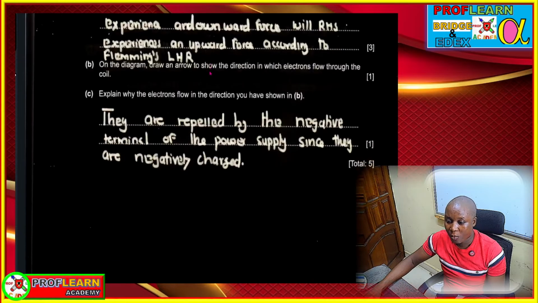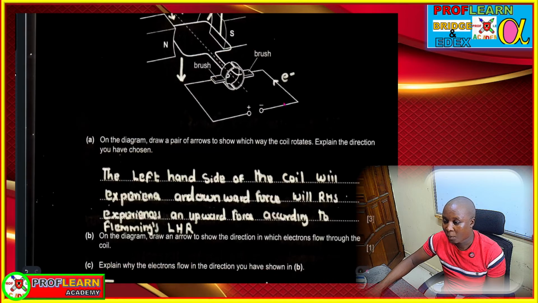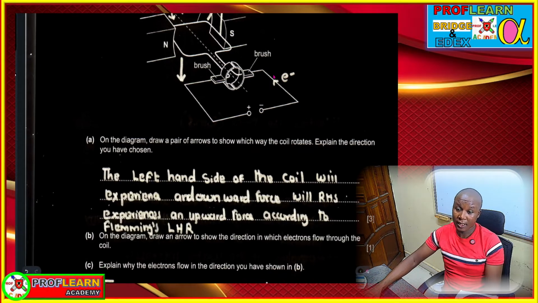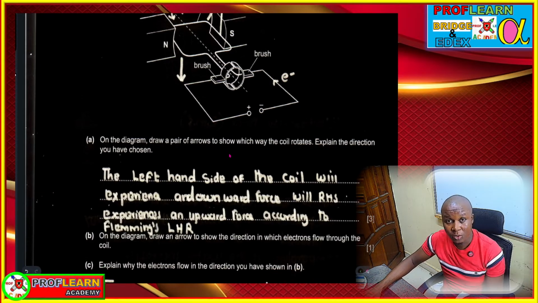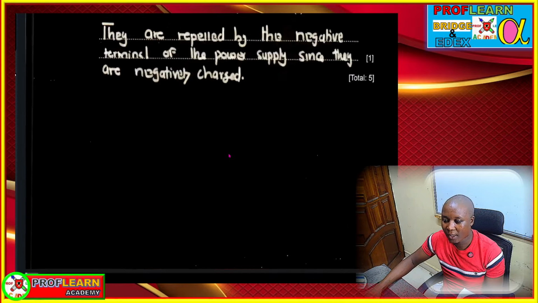And we are supposed to explain why the electrons flow in the direction as shown. Electrons usually flow in the opposite direction, so when you are supposed to indicate the flow of electrons, it will flow in the opposite direction to current. Why? Because electrons are negatively charged, which means they are going to be repelled by the negative terminal of the power supply. Explain why electrons flow that way.